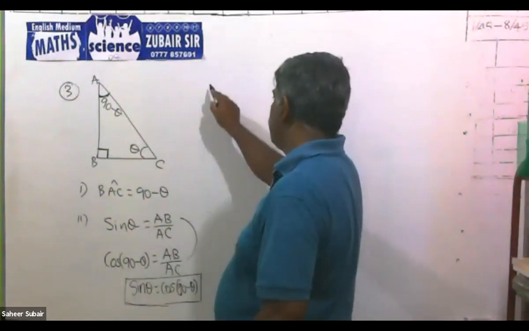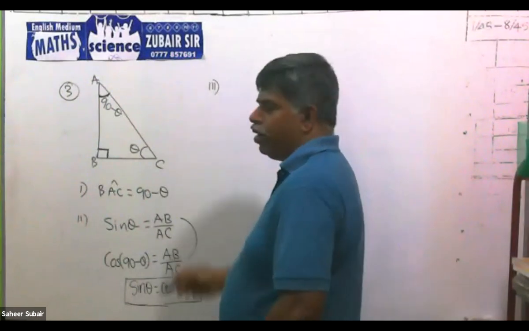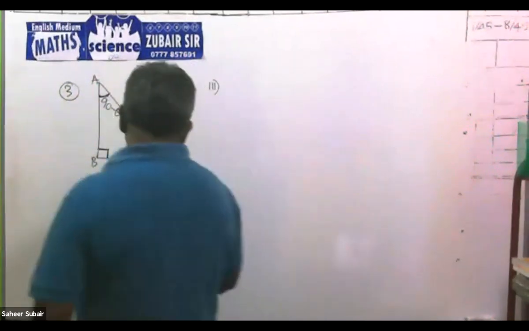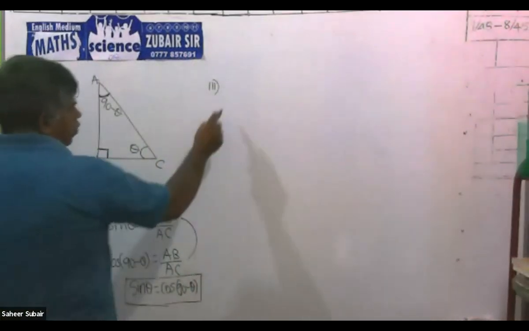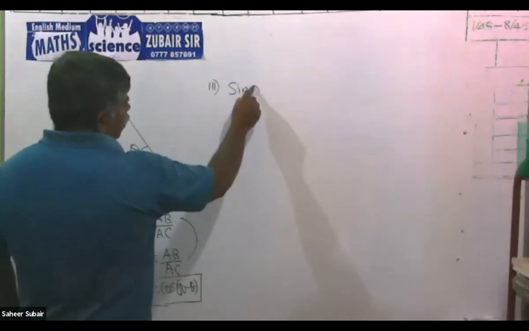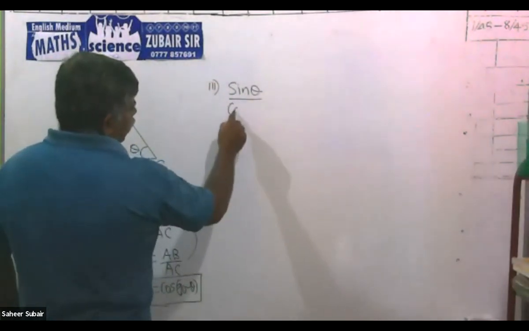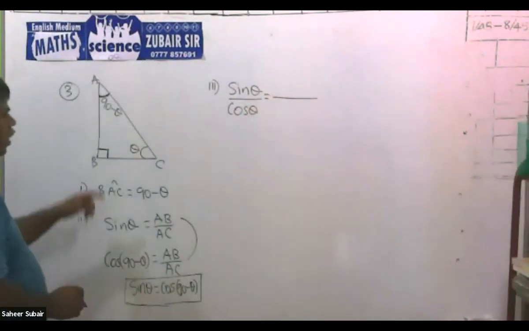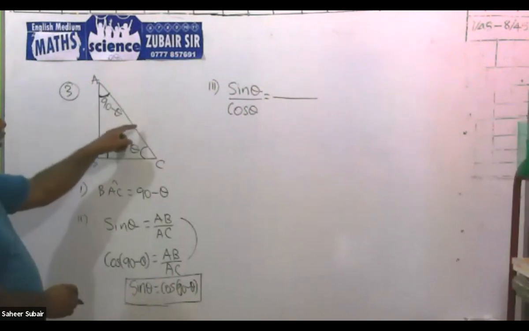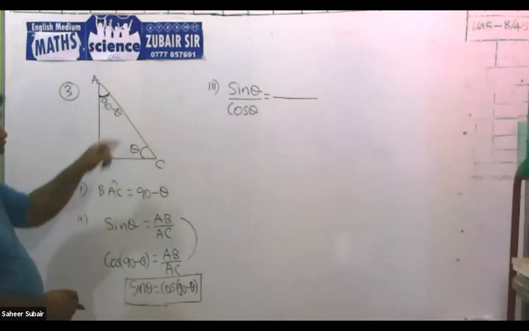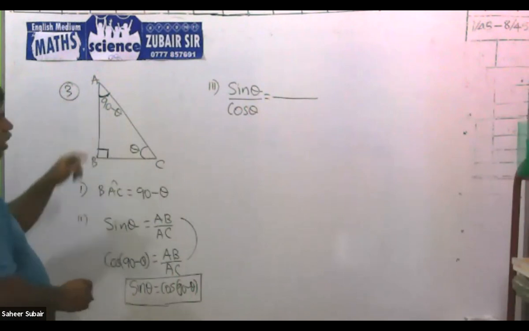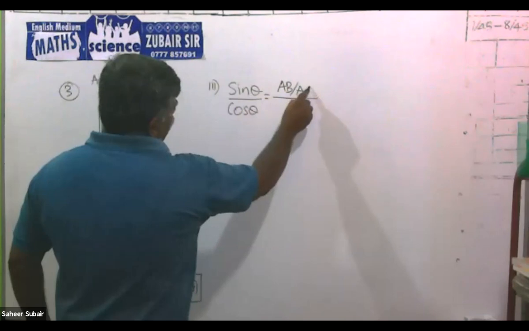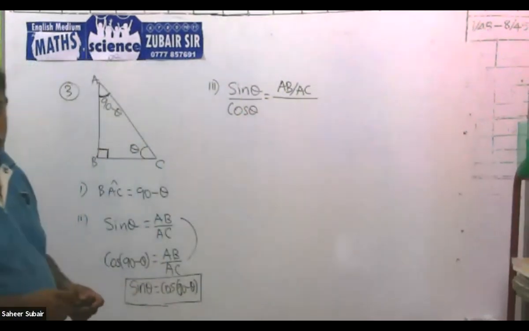Then the third part, they are asking you to show sin theta over cos theta equals tan theta. You know what sin theta is and what cos theta is. First write sin theta over cos theta. Sin theta means opposite over hypotenuse. Opposite for theta is AB. Hypotenuse is AC. This is only sin theta.